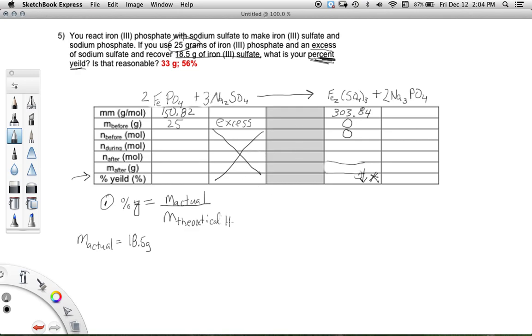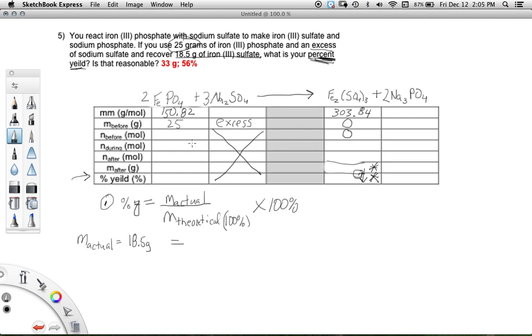Theoretical 100%. So that's just in brackets. You don't have to write that. You can just write theoretical. That's my formula. If I knew what I actually got, which I do, 18.5, divided by what I could have got if I got perfect, well, that's going to be my actual one. So let's figure this out. So I actually need to find this out first, then I can find out my percent yield.